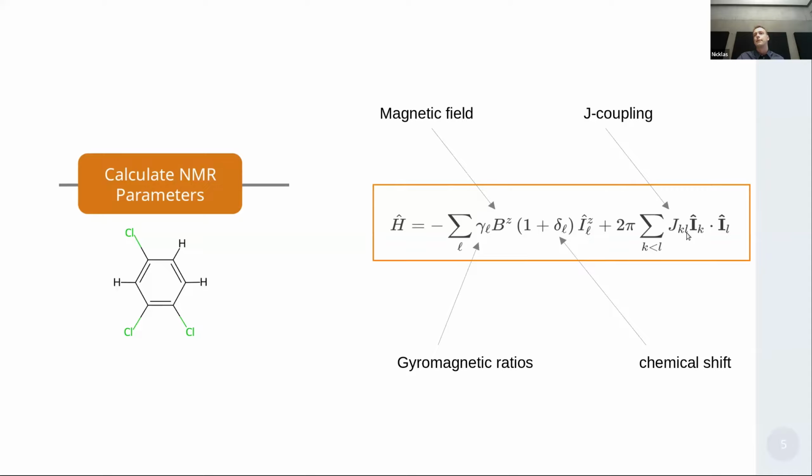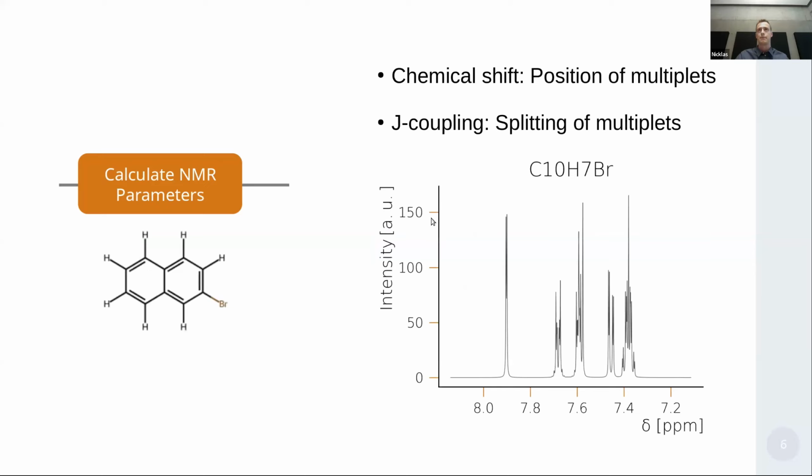Now, additionally, you have back here the J-coupling, and this J-coupling basically tells you for each spin what is its interaction with the other spins in the molecule. So this is a bit abstract, so maybe let's look at this in a specific example and focus on the chemical shifts and the J-couplings.